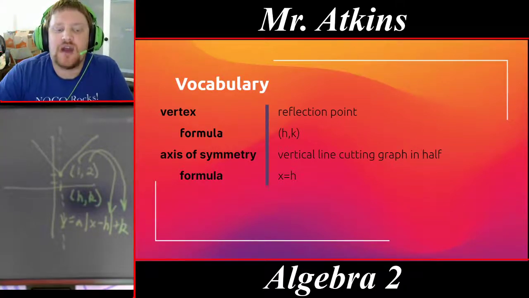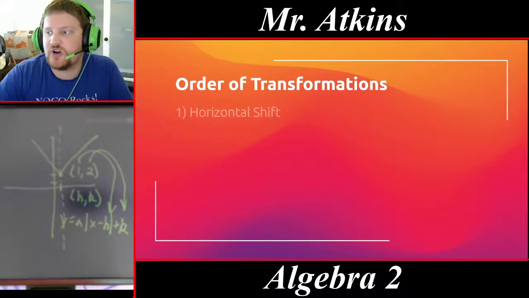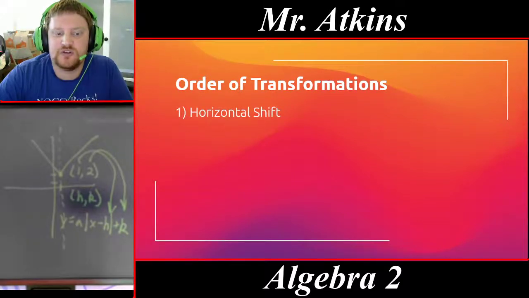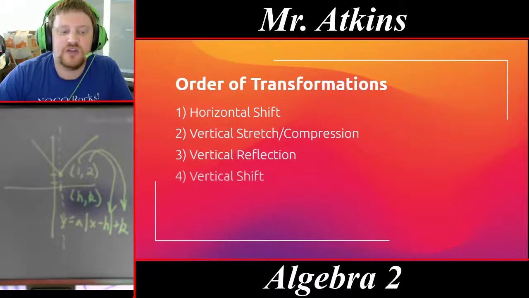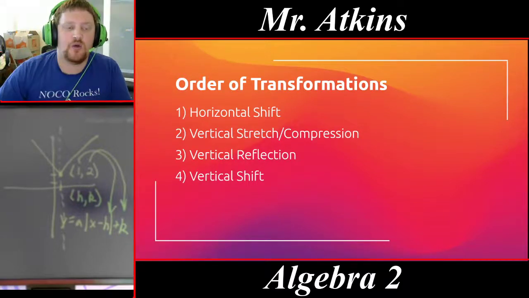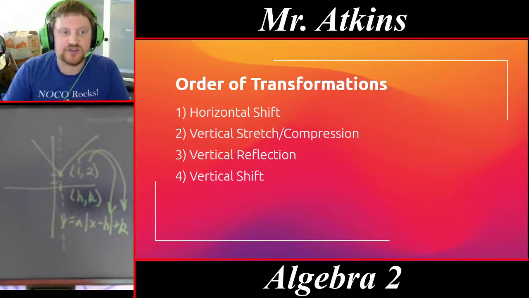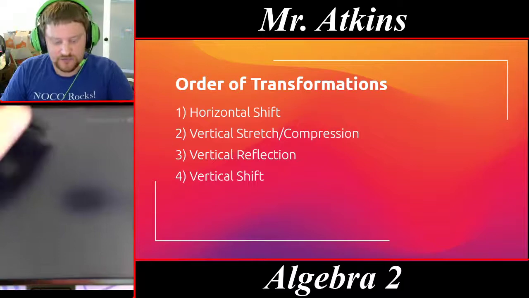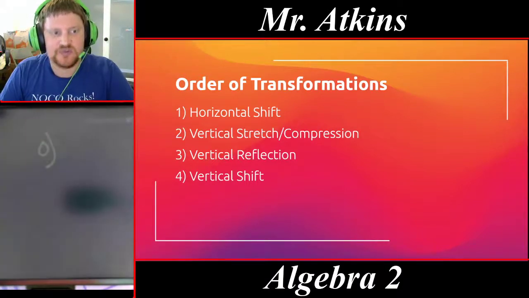When we are doing our graphing though, there's a very specific order to how our transformations go. And it starts with horizontal shift, then goes to vertical stretch and compression, then vertical reflection, then vertical shift. Now, if you do happen to have a horizontal reflection, stretch, or compression, that actually does go before horizontal shift. So if you wanted to add that in there, you could call that step 0.